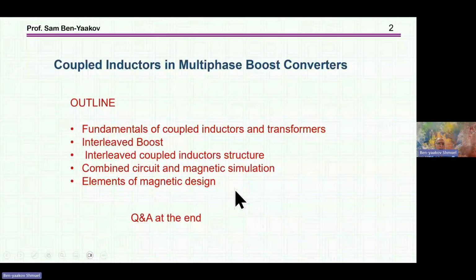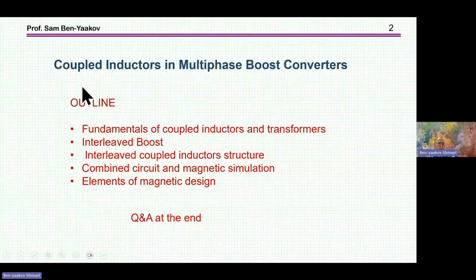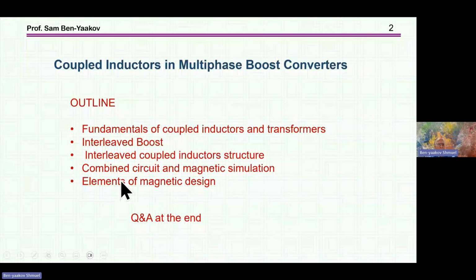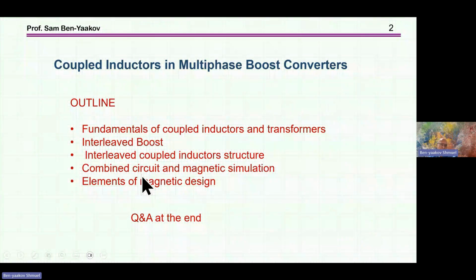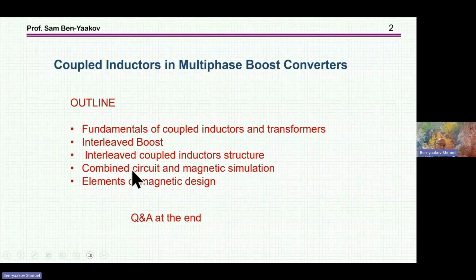Now, the title of this seminar is Coupled Inductors in Multiphase Boost Converters. And here is a short outline. We're going to talk about fundamentals of coupled inductors and transformers, interleaved boost, interleaved coupled inductor structure, and then, which I think is the highlight here, combined circuit and magnetic simulation.